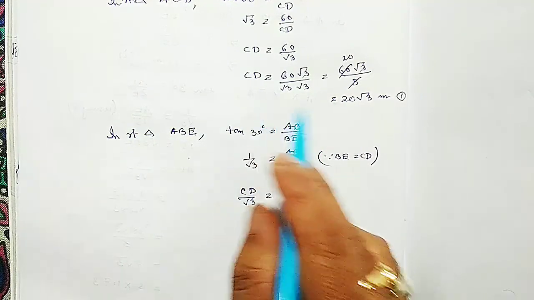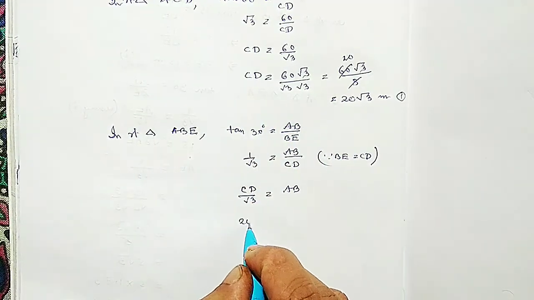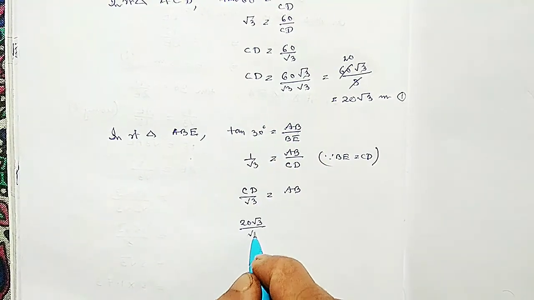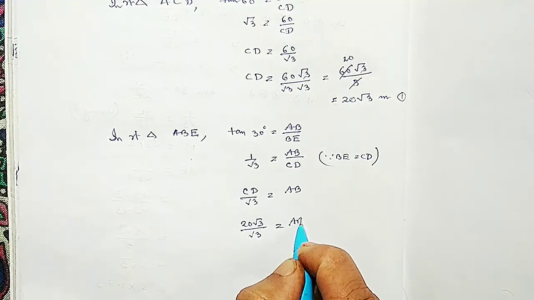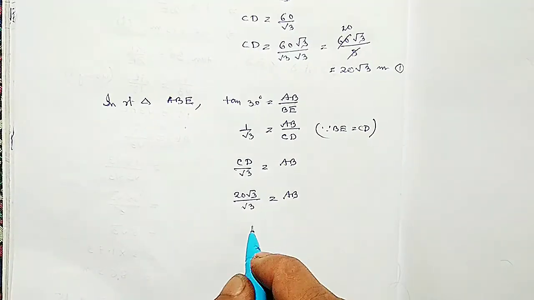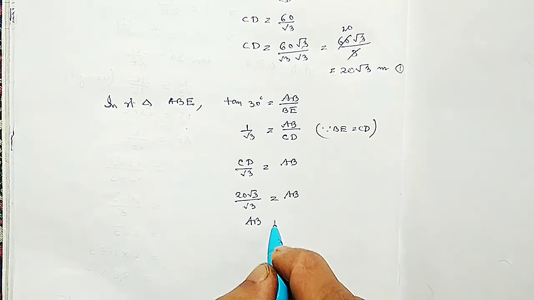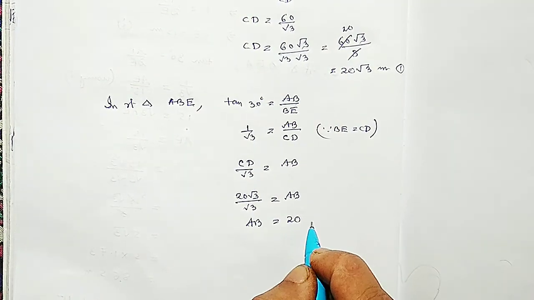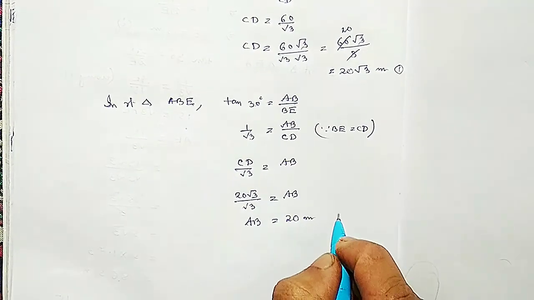CD already we know, CD equals 20 root 3. So 20 root 3 by root 3 equals AB. So if I cancel these root 3's, I am going to get AB equals 20. Let it be equation number 2.